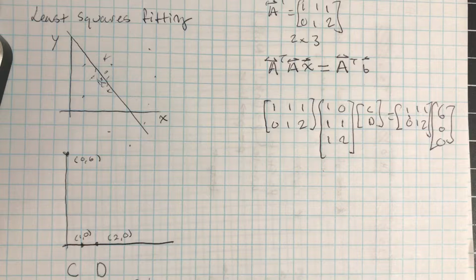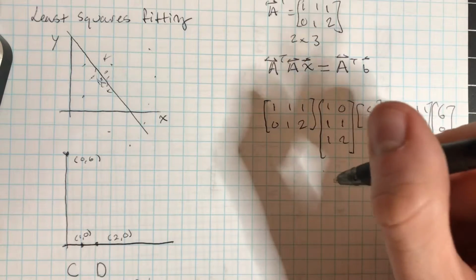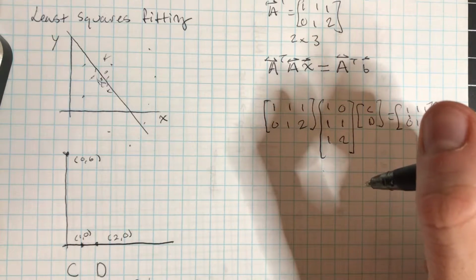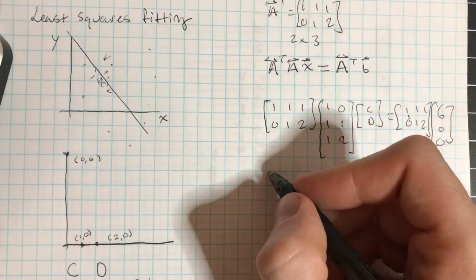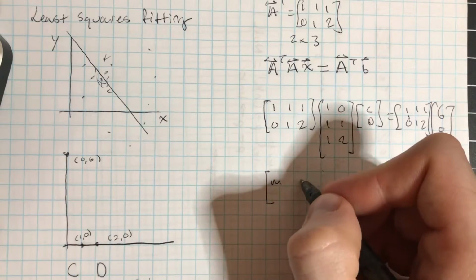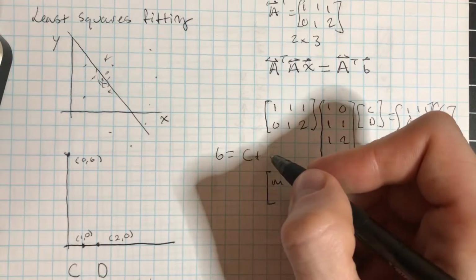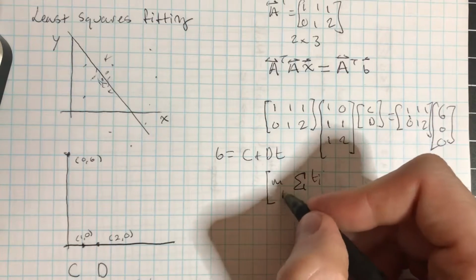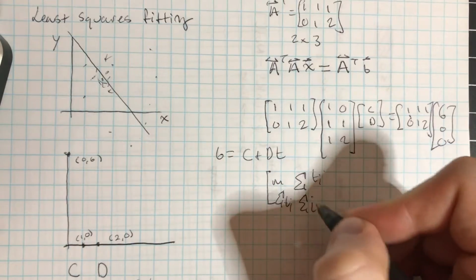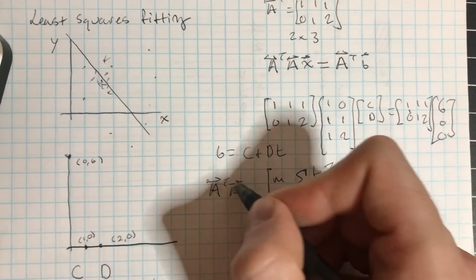Now if we go through and solve this out, we've got to do this matrix multiplication. And if you don't know how to do matrix multiplication, I don't think it makes sense for me to go through all that for you right now. I'm just going to tell you that whenever you do this type of equation, you end up with what's referred to as the dot product matrix. In our equation we have B equals C plus DT. It's a symmetric matrix, and you end up with the sum of TI, TI, and the sum of TI squared here. A transpose A equals that.